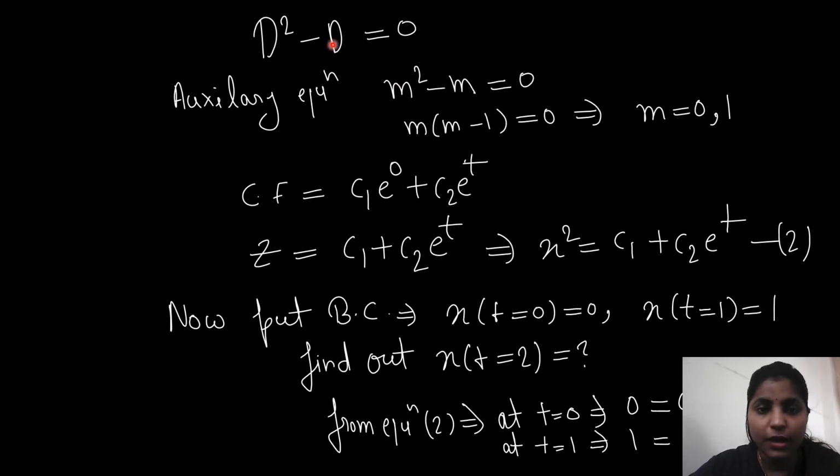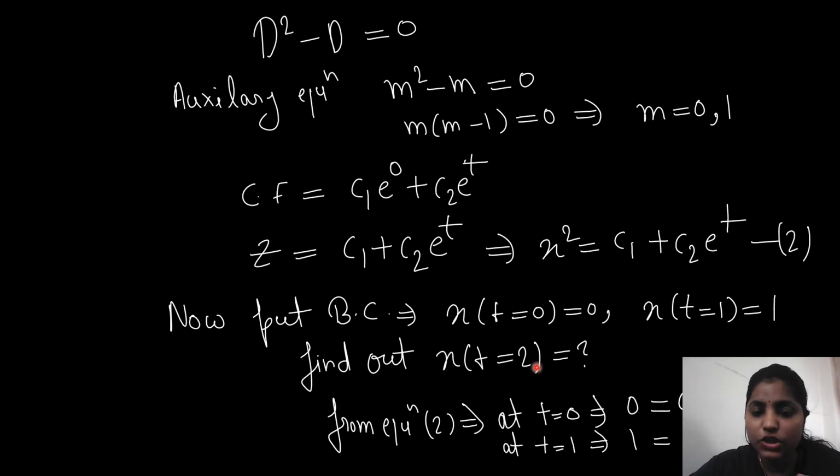This is what I have done. D square minus D is equal to 0. So the roots of this equation will be 0 and 1. So c1 e to the power m1 t, where m1 is 0, plus c2 e to the power m2 t. So m2 is 1. So z will be equal to c1 plus c2 e to the power t, and z is x square. We have substituted z as x square. So x square will be equal to c1 plus c2 e to the power t.